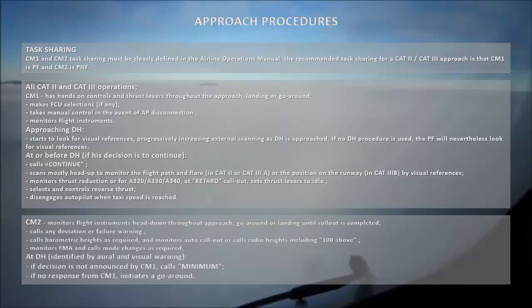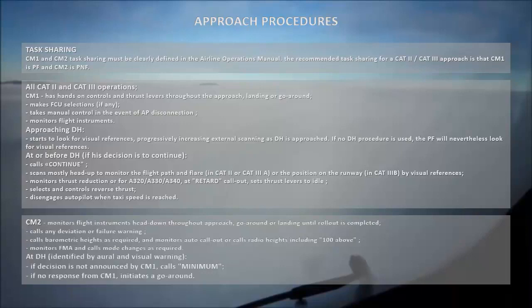At or before decision height, if his decision is to continue, calls continue, scans mostly head up to monitor the flight path and flare, in CAT-2 or CAT-3 Alpha, or the position on the runway, in CAT-3 Bravo, by visual references, monitors thrust reduction or, for A320/A330/A340, at retard callout, sets thrust levers to idle, selects and controls reverse thrust, disengages autopilot when taxi speed is reached.